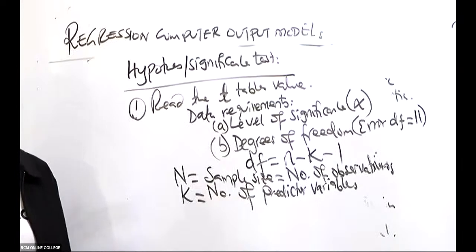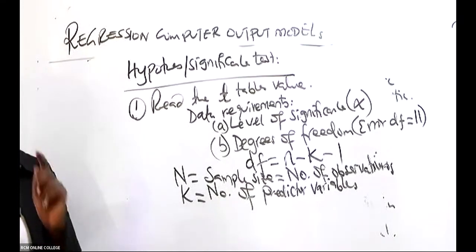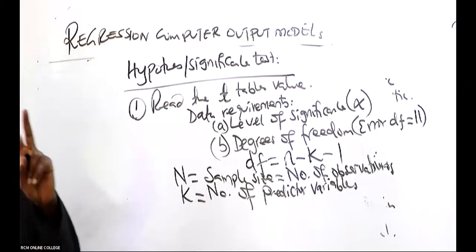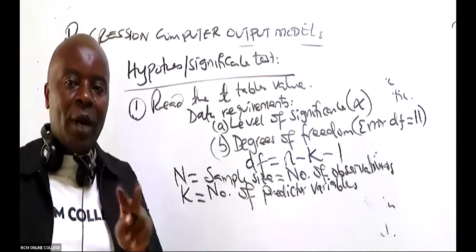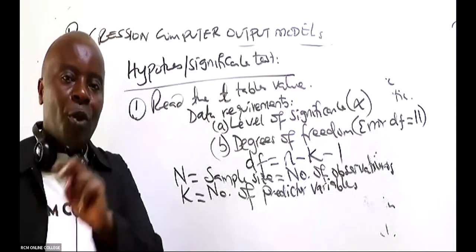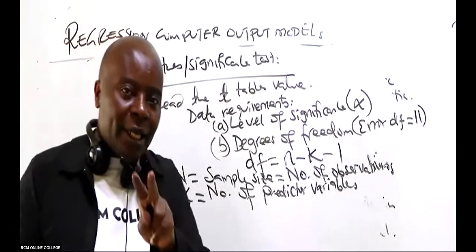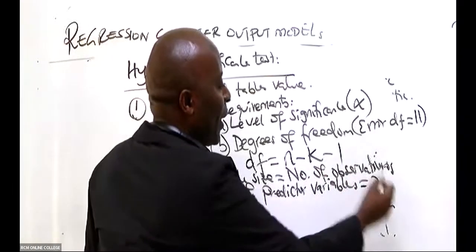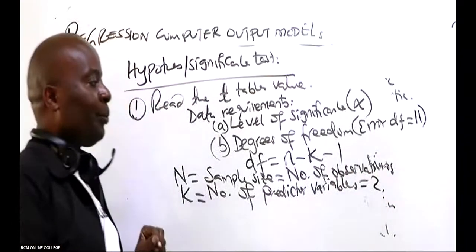Like in this question, how many predictor variables do we have? 2. Because it was y equals a plus b1 x1 plus b2 x2. The predictor variables are these x1 and x2. So in this question, our K is 2.